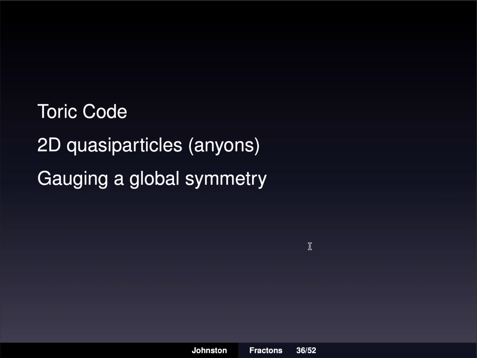And the model I'm going to start talking about, apparently completely disconnected from Plaquette Ising models that we've been talking about so far, is the Toric Code. But again, bear with me. We'll wind our way back to the Plaquette Ising model eventually. Of course, the big feature of the Toric Code is that one sees two-dimensional quasi-particles in it, and these have anyonic behaviour. And we'll see in our discussion that you can think of obtaining the Toric Code by gauging a global symmetry, the standard Ising model.